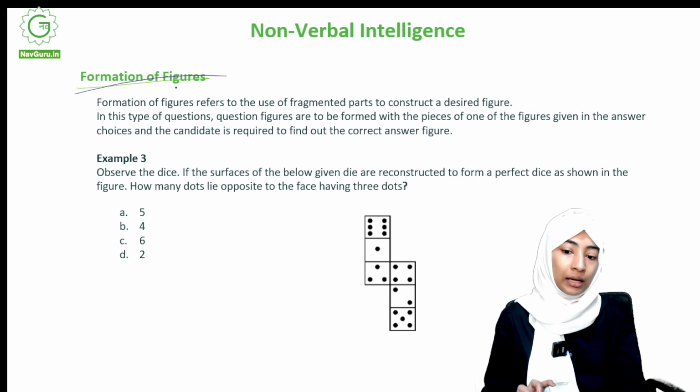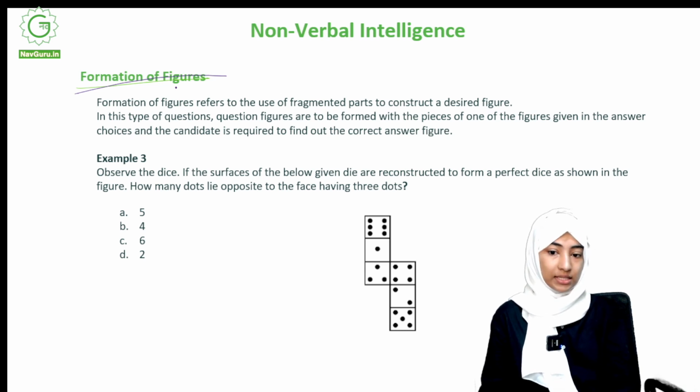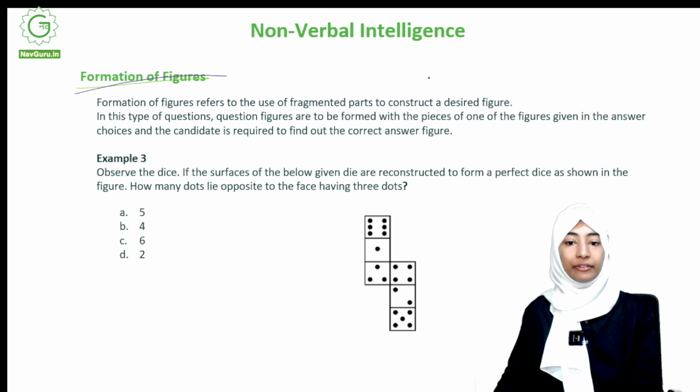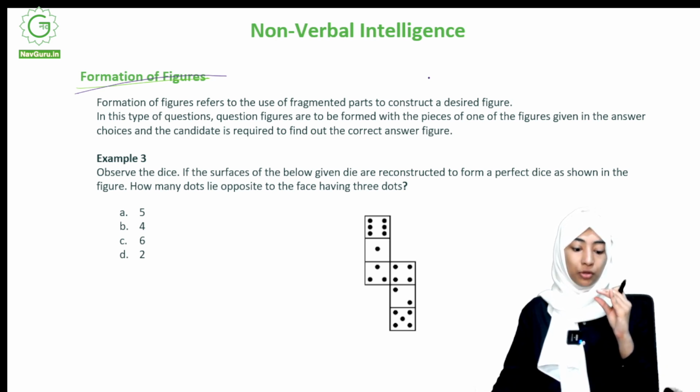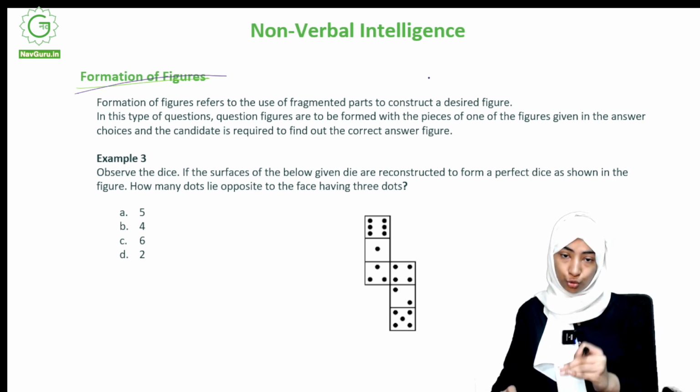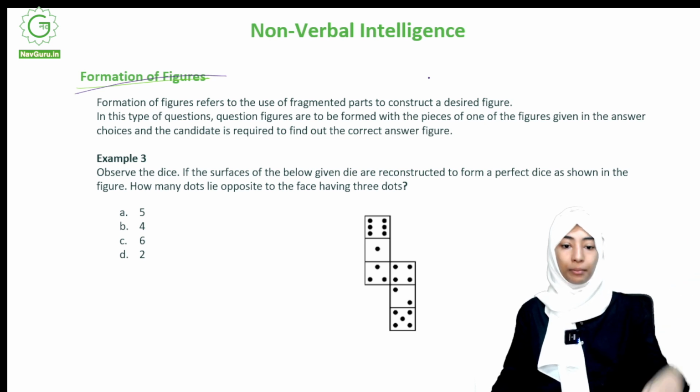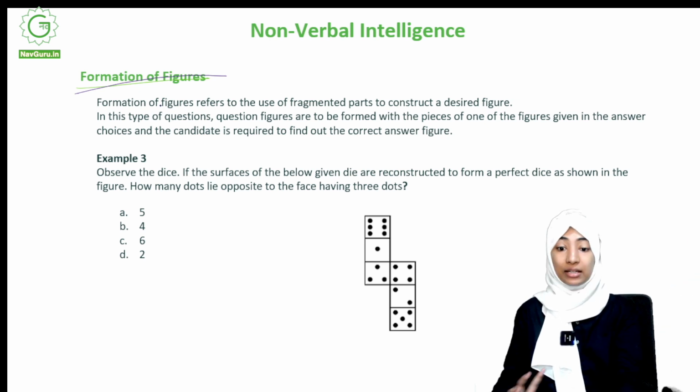There are different kinds of questions, right? Mostly they are of the form where they will give you one of the figures in the answer option. You need to say which of these you need to choose in order to form the figure. But the example we have here is of a different type.